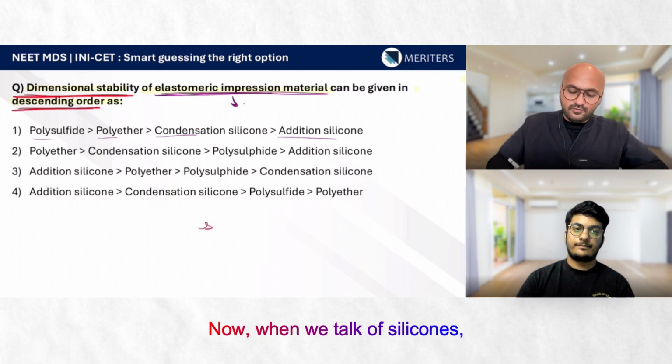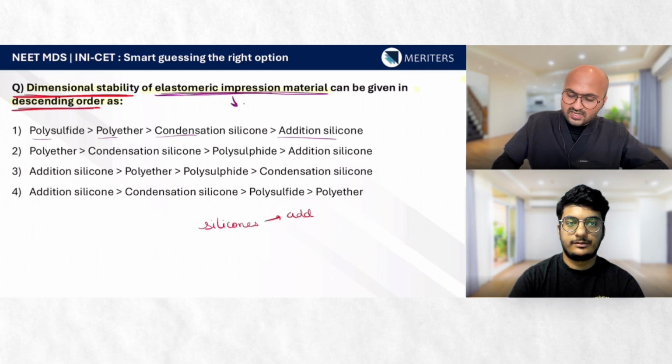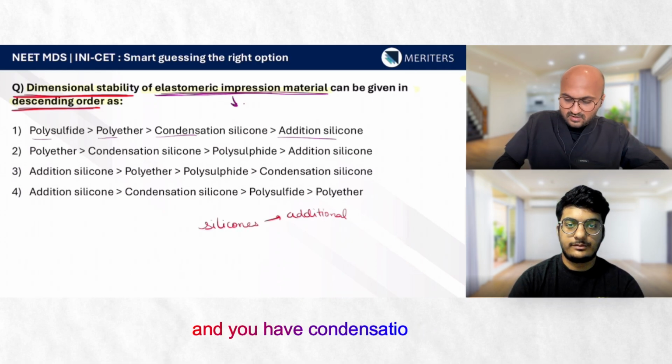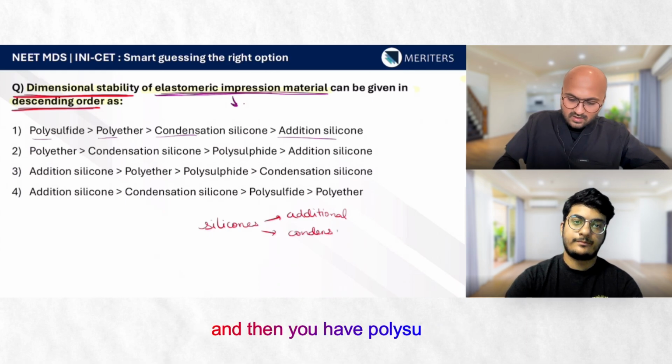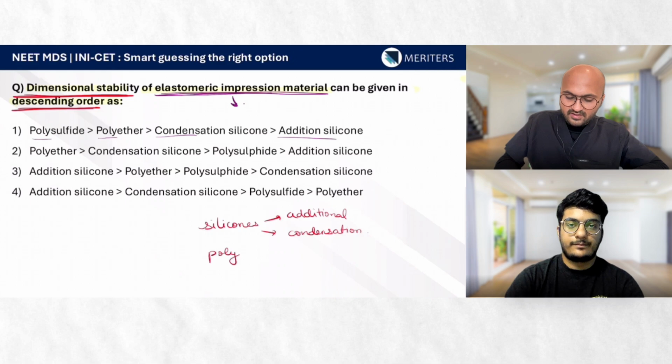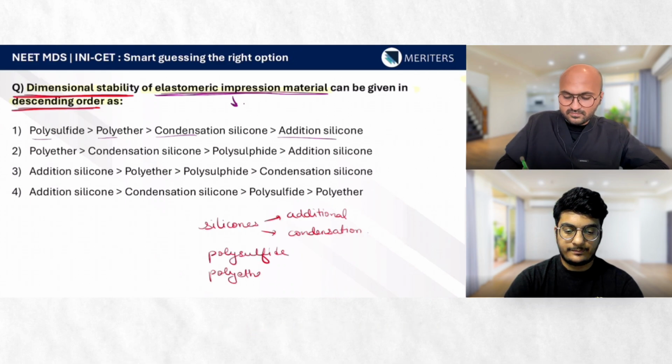Now, when we talk of silicones, we have addition silicon, and you have condensation silicon, and then you have polysulfide, and then you have polyether.